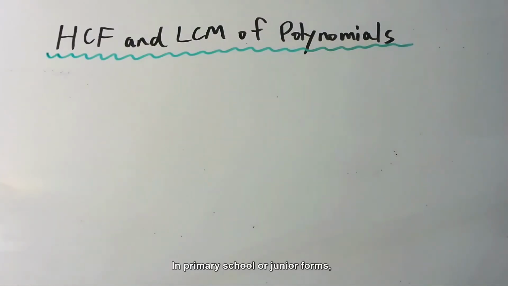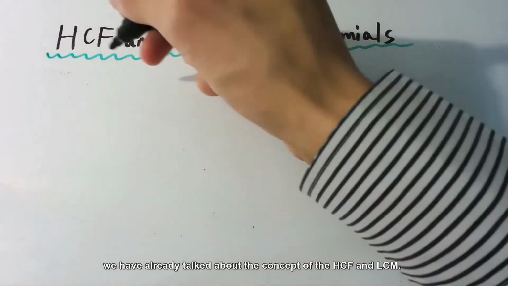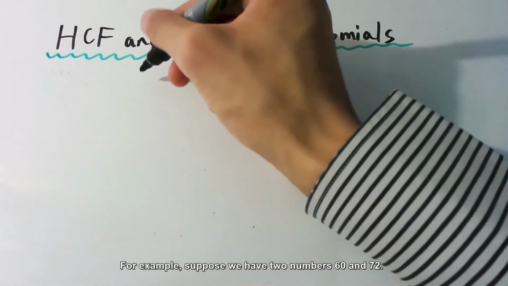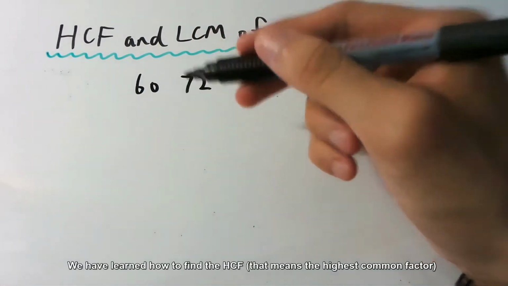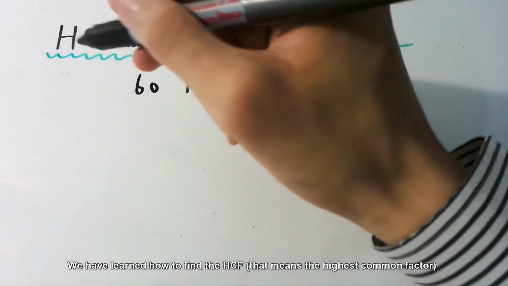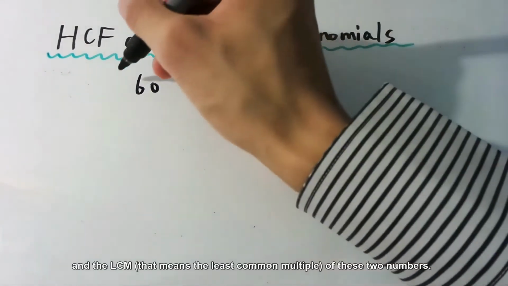In primary school or junior forms, we have already talked about the concept of the HCF and LCM. For example, suppose we have two numbers, 60 and 72. We have learned how to find out the HCF, that means the highest common factor, and the LCM, that means the least common multiple of these two numbers.